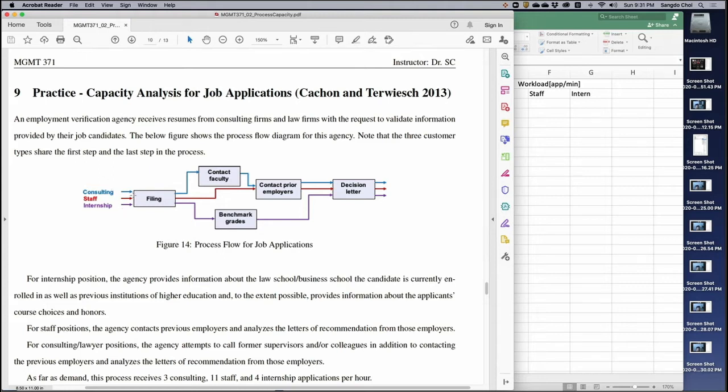The consulting operation goes through filing, contact faculty, and contact prior employees, and then finally a decision will be made. The step application goes through filing, contact prior employee, and finally decision letters. And in the internship case, they receive the file, check a benchmark grade, and finally make decisions.